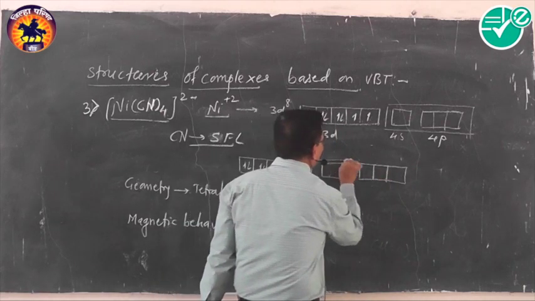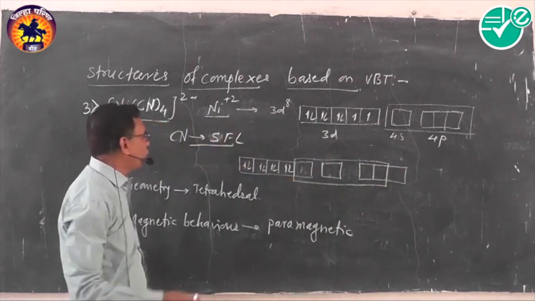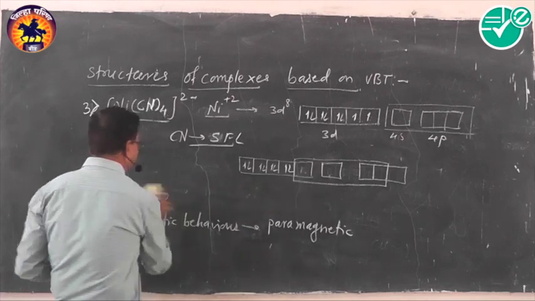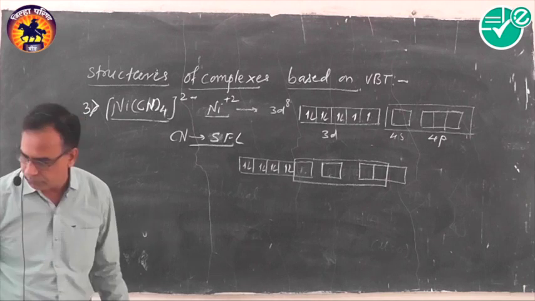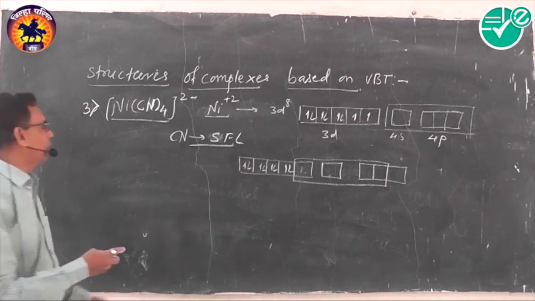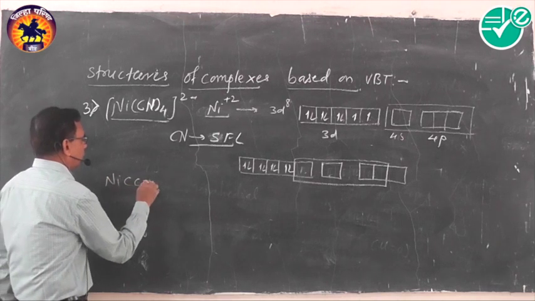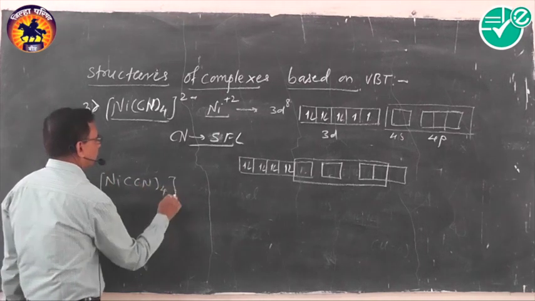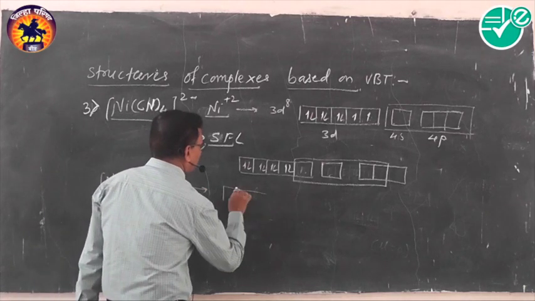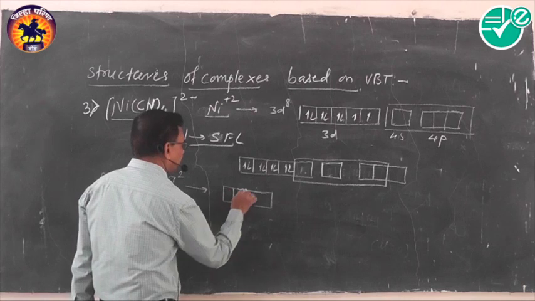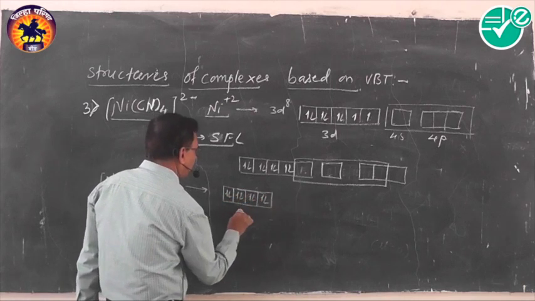Now this 1d, 1s, and 2p undergo dsp2 hybridization, and the electronic configuration of the complex becomes, electronic configuration of the complex, that is NiCN4 2 minus. It may be written as, this is 3d, only 4 orbitals are there, which are completely filled.